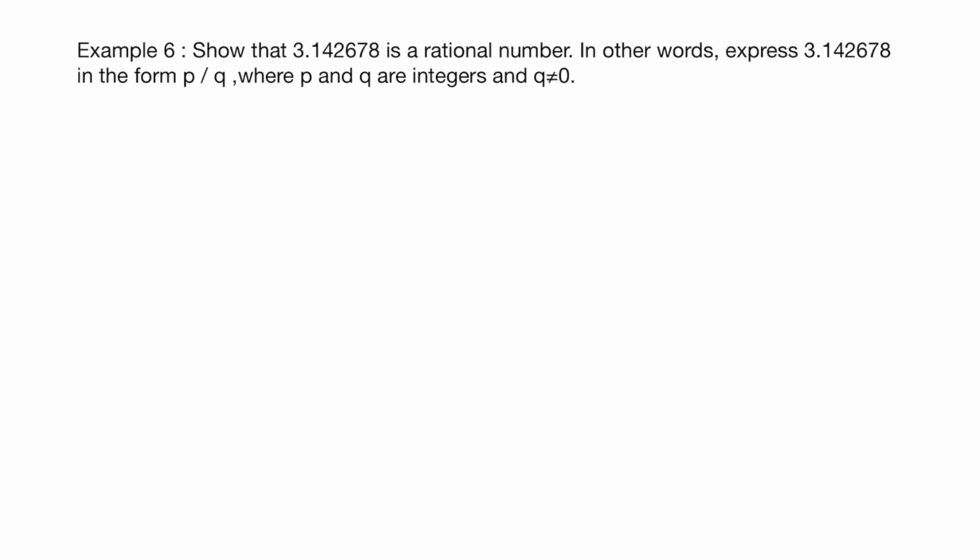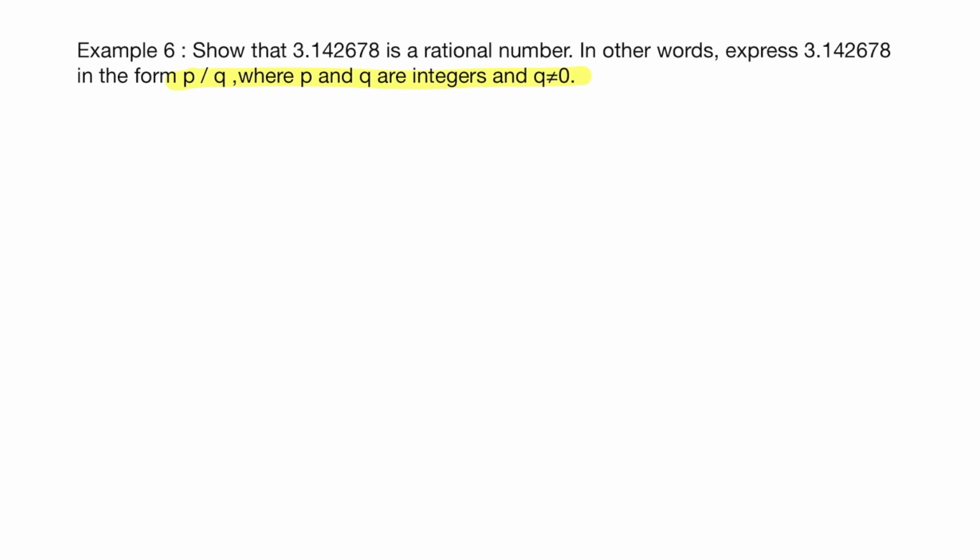Now what is this question? We are asked to show that 3.142678 is a rational number. In other words, express 3.142678 in the form of p divided by q, where p and q are integers and q not equal to 0. This is just the definition of rational numbers. They are just repeating themselves to make you understand it clearly.